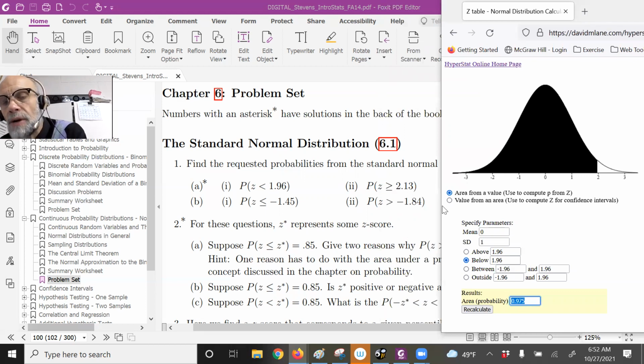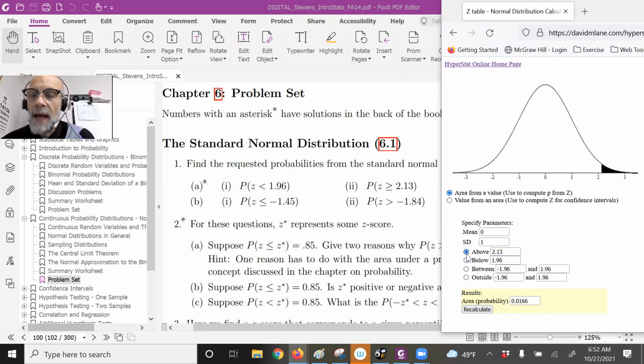Now this says greater than 2.13. So above 2.13, and that is that probability. See how it gives us the graph and see how it gives us the probability? Very slick. So the rest of these are the same.